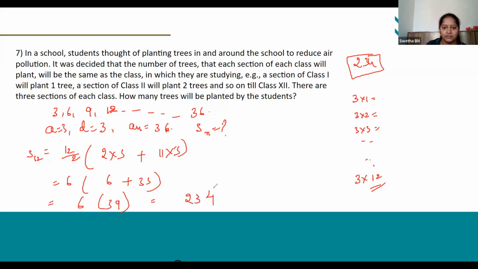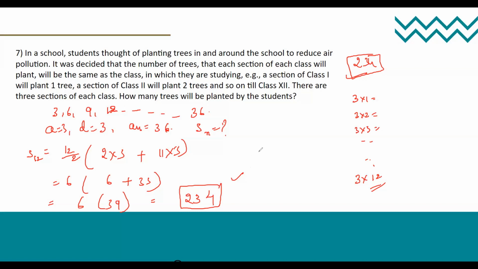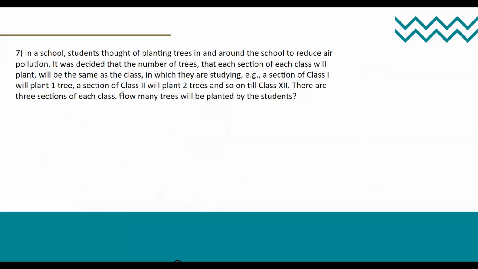This is 23. Got it, children? We got the same answer, right? So you can take 1, 2, 3 or 3, 4, 3, 6, 9, 12. Got it, children? Should I go for the next question? Yes, ma'am. Okay. Shreya, Rehan. Yes, ma'am. Okay.